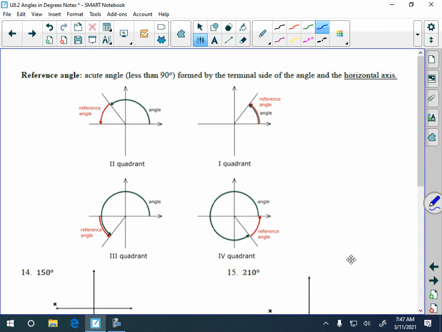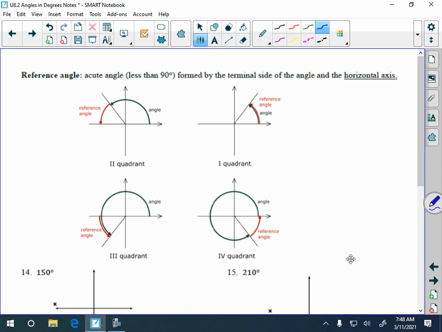All right, and then the last thing we're going to talk about today is what's called reference angles. So reference angles are acute angles, so angles that are less than 90 degrees, so they're angles between 0 and 90, so they have to be positive. It's formed by the terminal side of the angle and the horizontal axis. So wherever the angle stops, we want to find out what is the angle between where it stops and the x-axis, the horizontal axis.